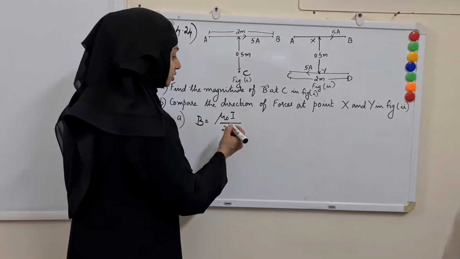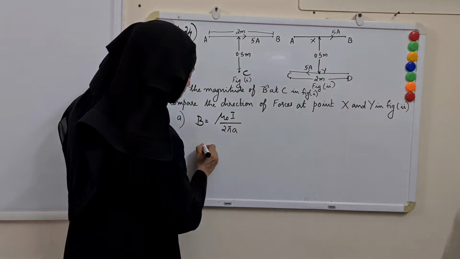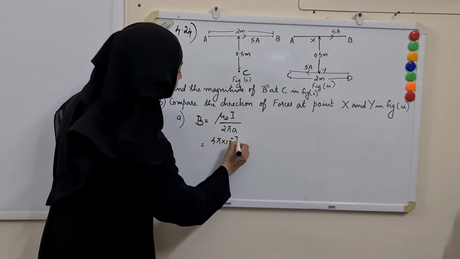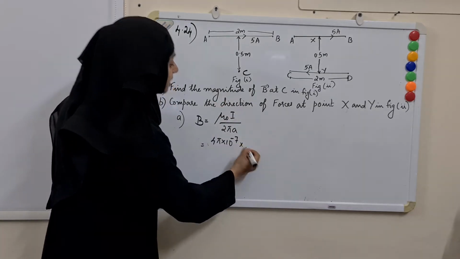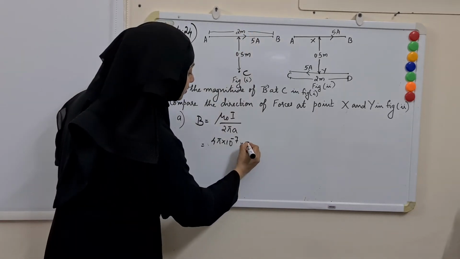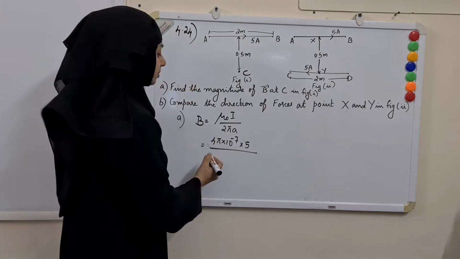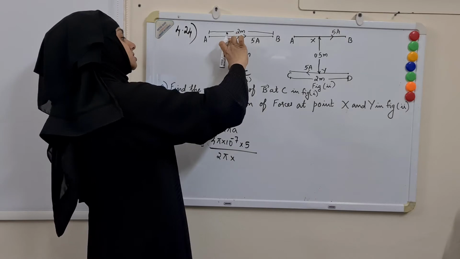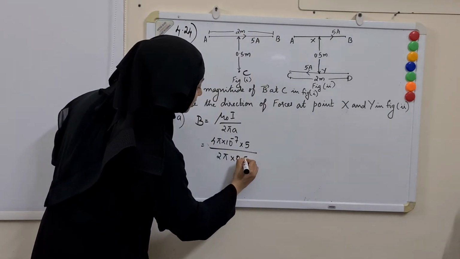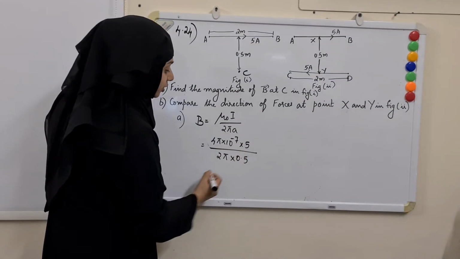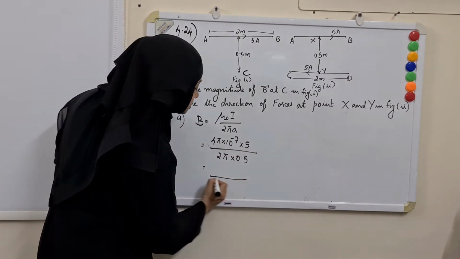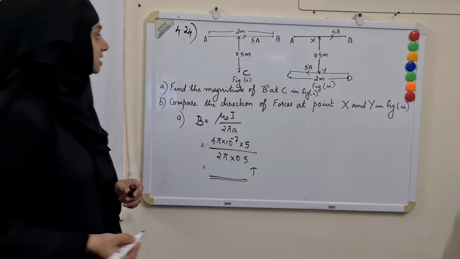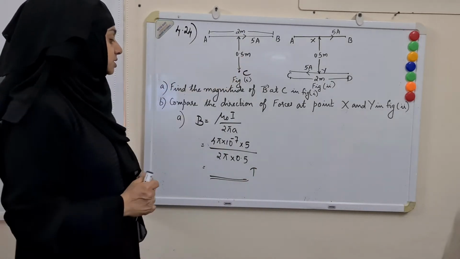So if we substitute the values, you will get this as equal to 4 pi into 10 raised to minus 7, which is the value of mu naught, times current, which is 5 ampere, divided by 2 pi times A, which is this distance, 0.5. So when you put all the values, you will find the magnitude of magnetic field and you will get it in Tesla because this is in meters.